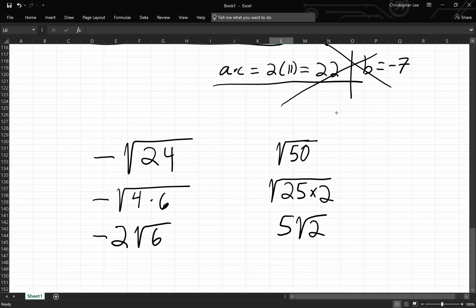Yeah, go ahead. 5 square root 2. No, we're doing that today, actually. 5 square root 2, like this is your answer right here. You just plug it in to the boxes. That is 5 and square root 2. Yeah.